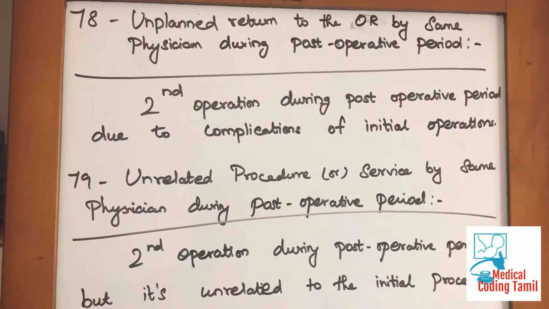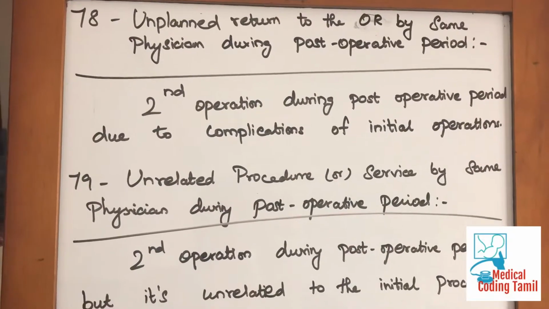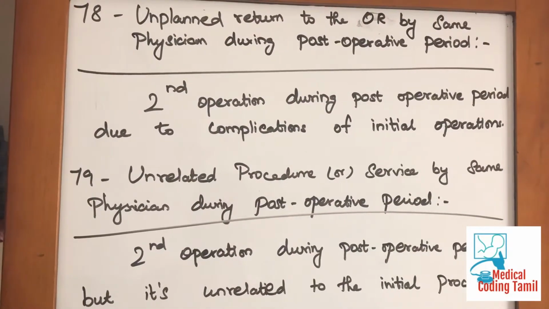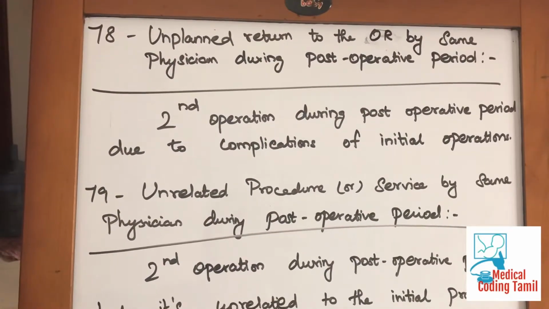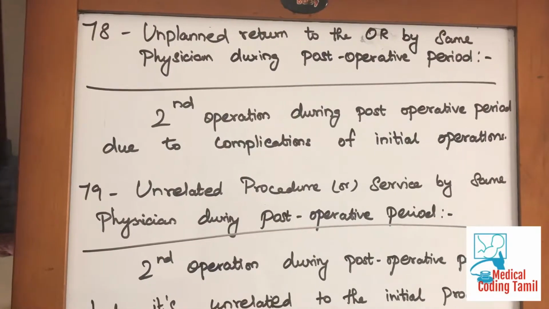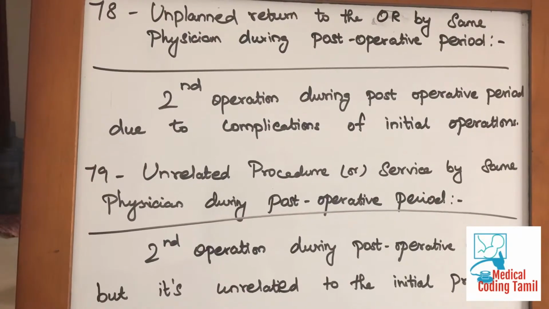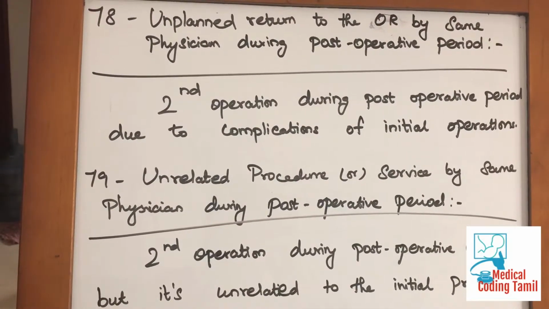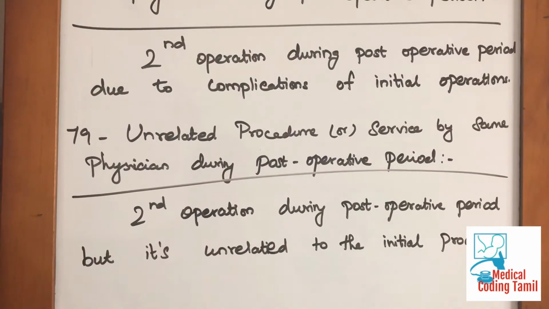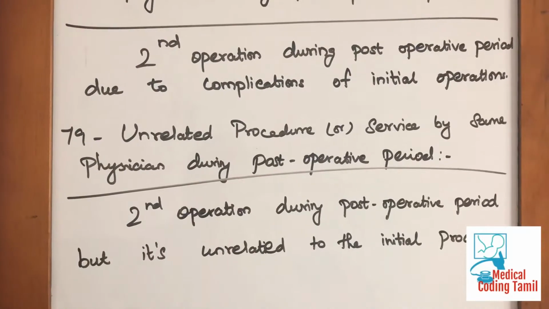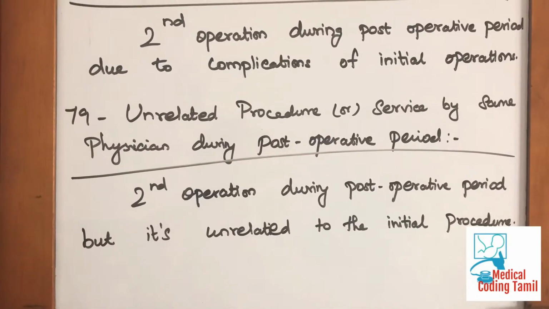Modifier 78 is for unplanned return to the OR. OR means operating room, by the same physician during the post-operative period. Second operations during the post-operative period are due to complications of the initial operation. If there are any complications due to the initial operation, then we have to return to the operating room to treat the complications. If that is done by the same physician who did the primary operation, then we have to use modifier 78 with the code.